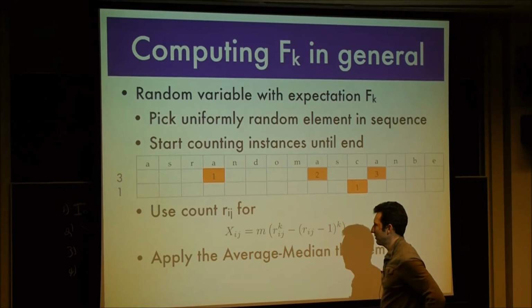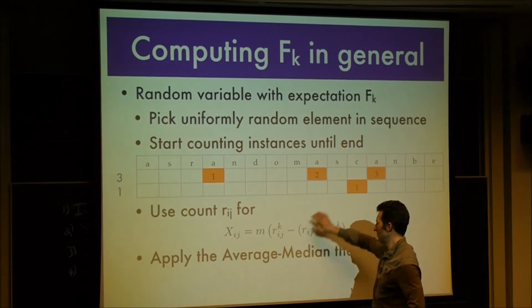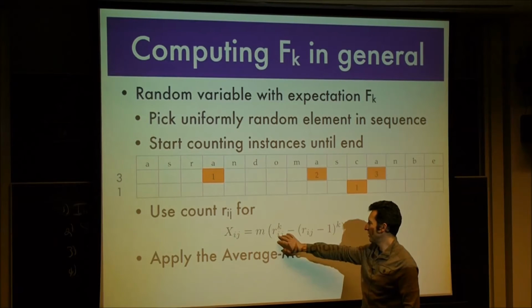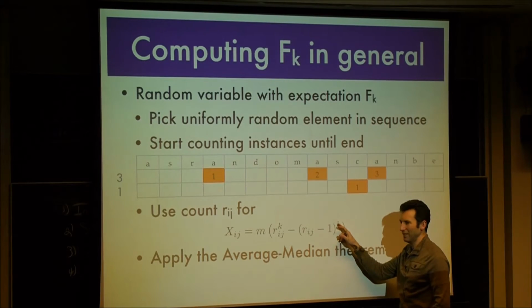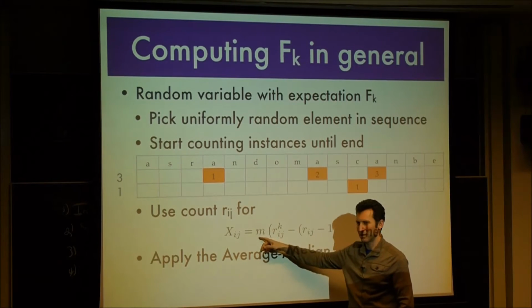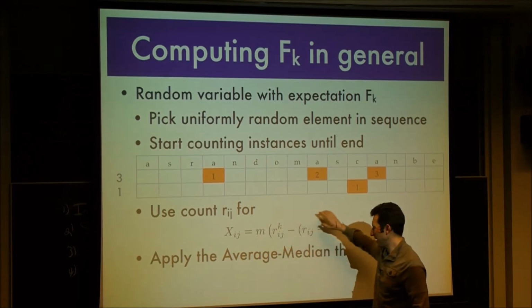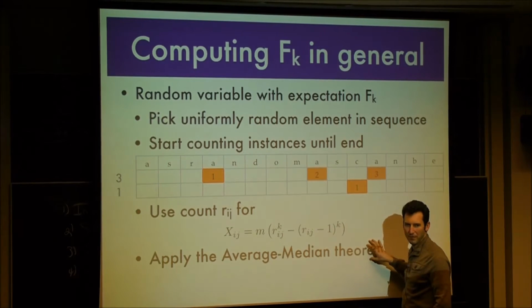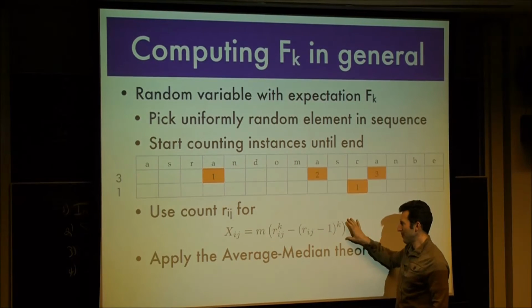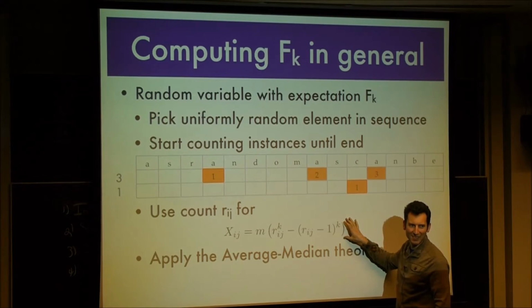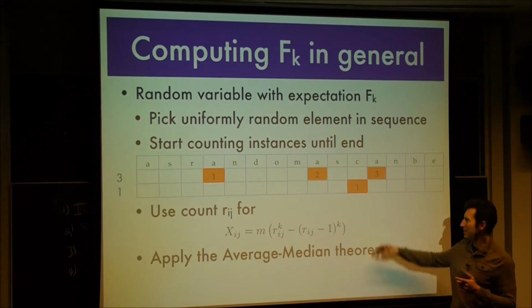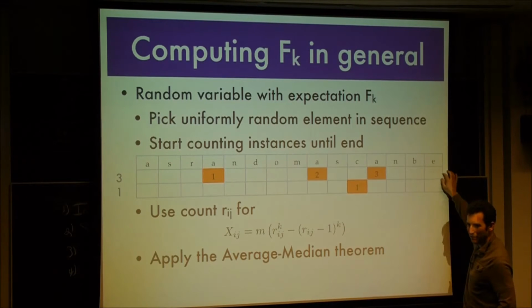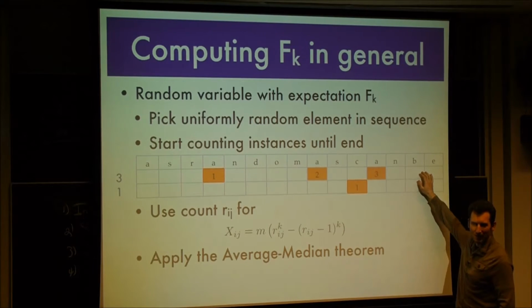And here's the estimator. I use these counts, Rij. I raise them to the power k and subtract from it Rij minus 1 to the k, and multiply it by the length of the sequence. Then again, I apply this average median theorem as before. When I first saw that, I thought, this cannot possibly give me anything reasonable. I'll show you in the next slide that it does. But let's first briefly discuss how on earth you can randomly draw from a stream whose length I don't even know.